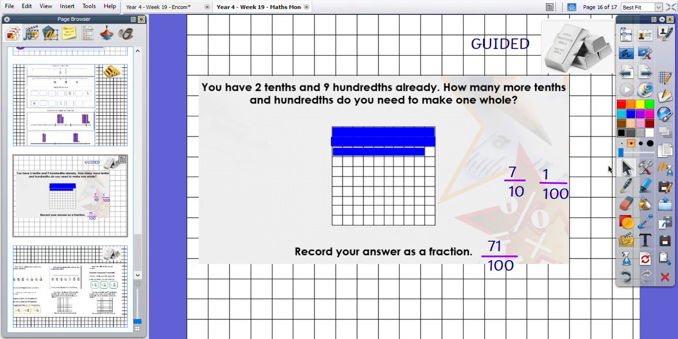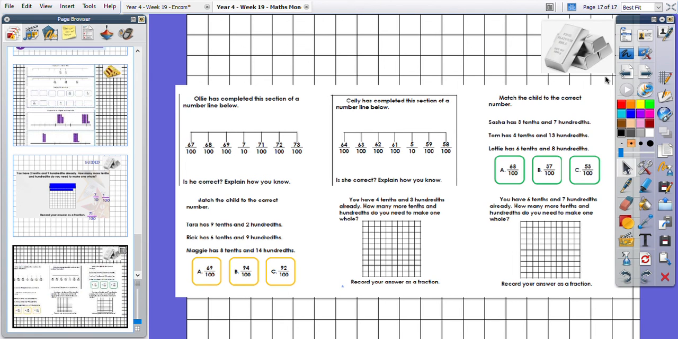Okay, you are now ready to have a go at the Platinum Independent questions then. Please remember to send your work in to your teacher.